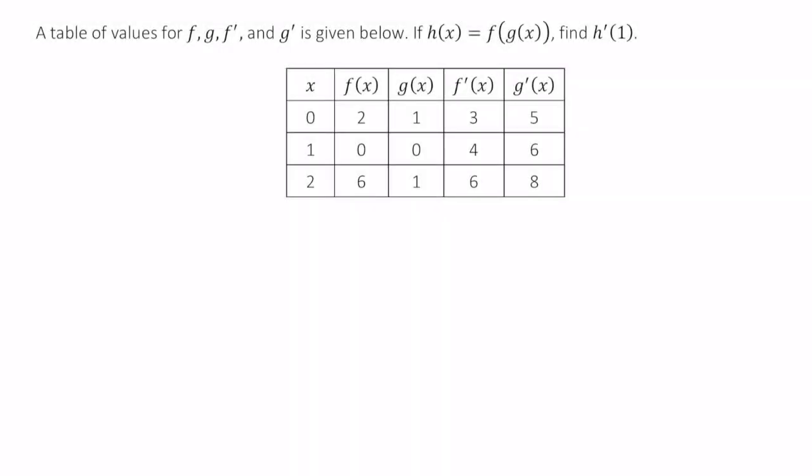Welcome. As you can see here, we've been given a table of values. That is, we've been given a table that tells us f and g evaluated at 0, 1, and 2. And we have also been told what the first derivative of f and g are evaluated at 0, 1, and 2. Finally, we're given that h is this composition of functions and told to find the first derivative of h evaluated at 1.